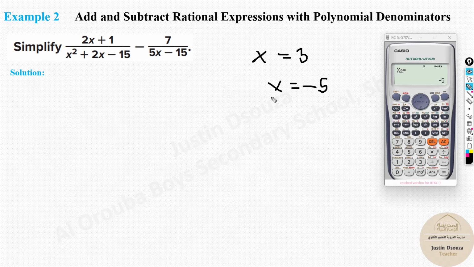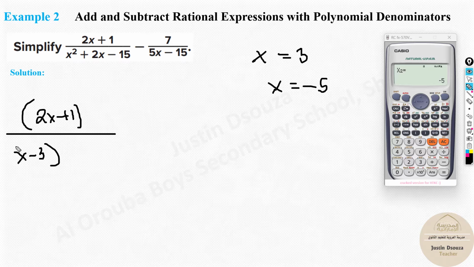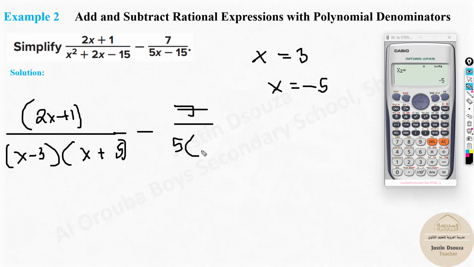So in the last lesson as well, we had seen if you have to write in terms of factor, you need to change the sign and bring it inside. So what happens? 2x plus 1, divided by, here it will be x minus 3 as a factor and x plus 5, because when minus 5 comes in, it'll become plus 5. Minus 7 of, over here you can see 5 is a common term, you can remove it out, 5, and you will have x minus 3. So this is it. So the calculator is used just to factor it out.